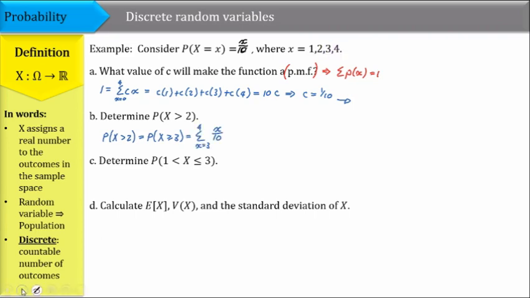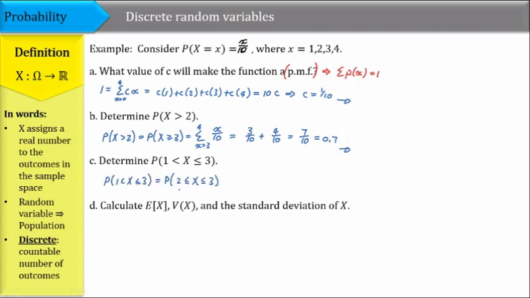So we need to add those two probabilities together, where x is equal to 3 and x is equal to 4. And of course we'll use our PMF, so x over 10. We'll simply substitute 3 into x, and then we'll substitute 4 into x, which will give us 3 over 10 plus 4 over 10, and that gives us 7 over 10, or 0.7.